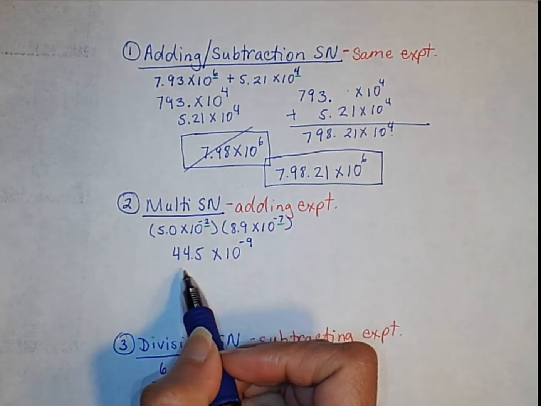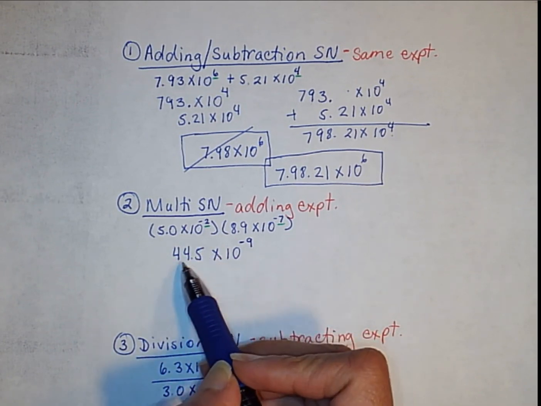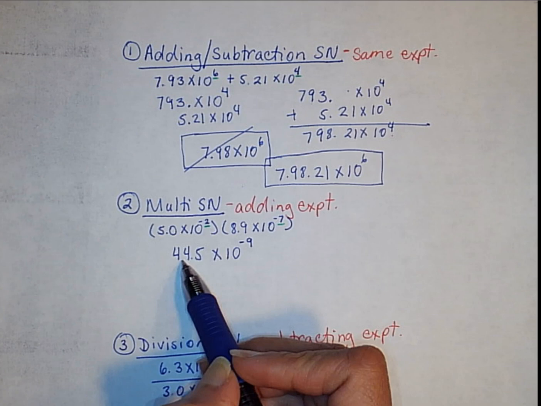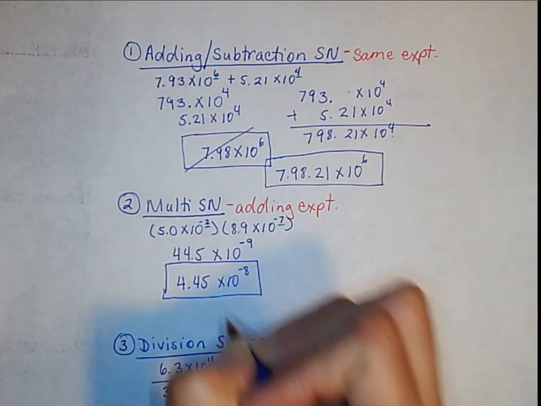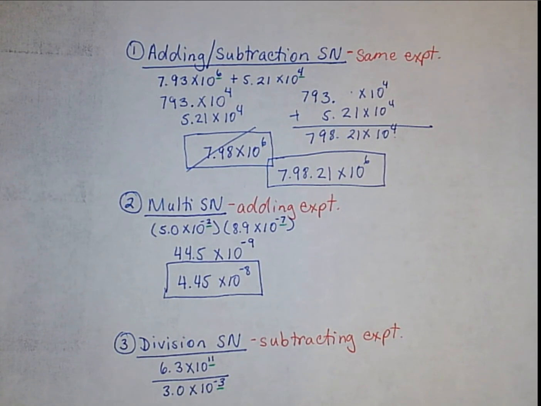Keep in mind again that you want to put the decimal after the first significant digit. So you're going to move your decimal 1 place. So that's going to be 4.45 times 10 to the -8 this time. Since you are making your number bigger, it's going to be a -8 this time.